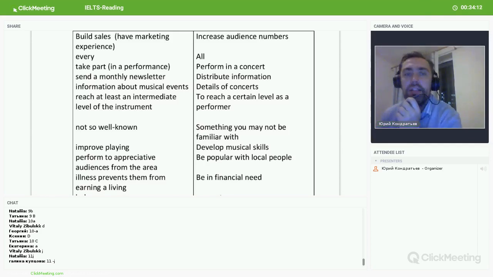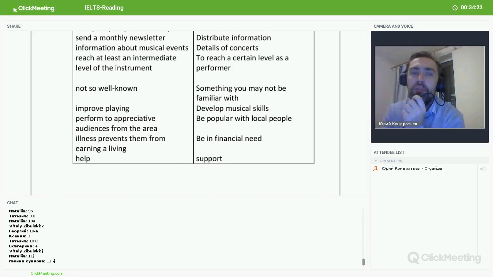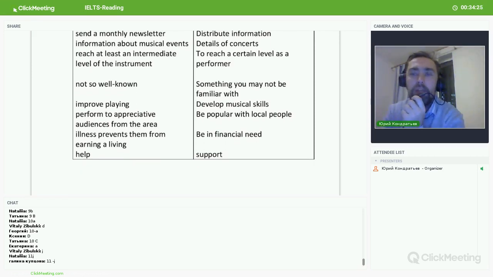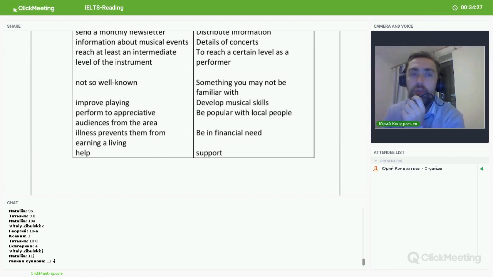Not so well known, something you may not be familiar with. Improve playing, develop musical skills. Perform to appreciative audiences from the area, be popular with local people. Illness prevents them from earning a living, be in financial need. Help, support.